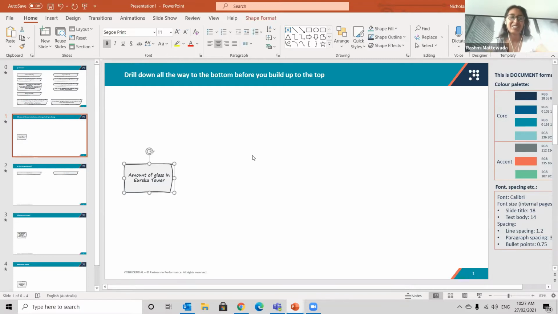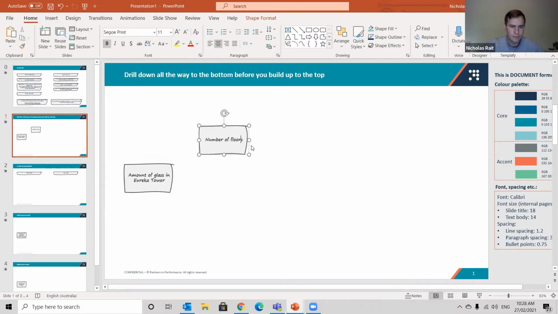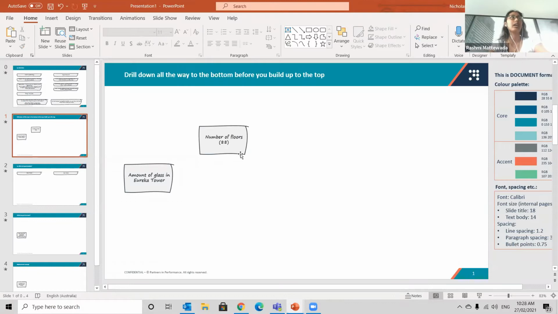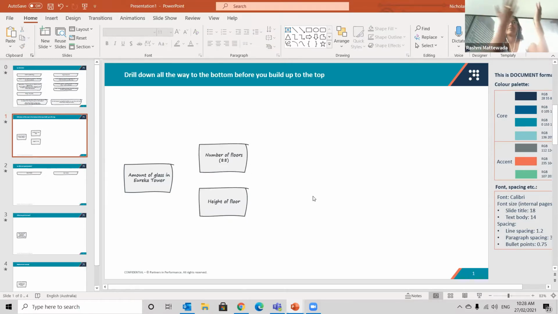Yeah, go for it. I would start with what I'd estimate the number of levels of Eureka Tower first, to give an approximation of height, for example. I can't remember, I've been in Melbourne for how many years, but I think it's like 88 or 89 levels. Then I would go to how tall I would expect each of those levels to be, to give an indication. And the assumption here is that all of Eureka Tower's external view of all the levels is pure glass.